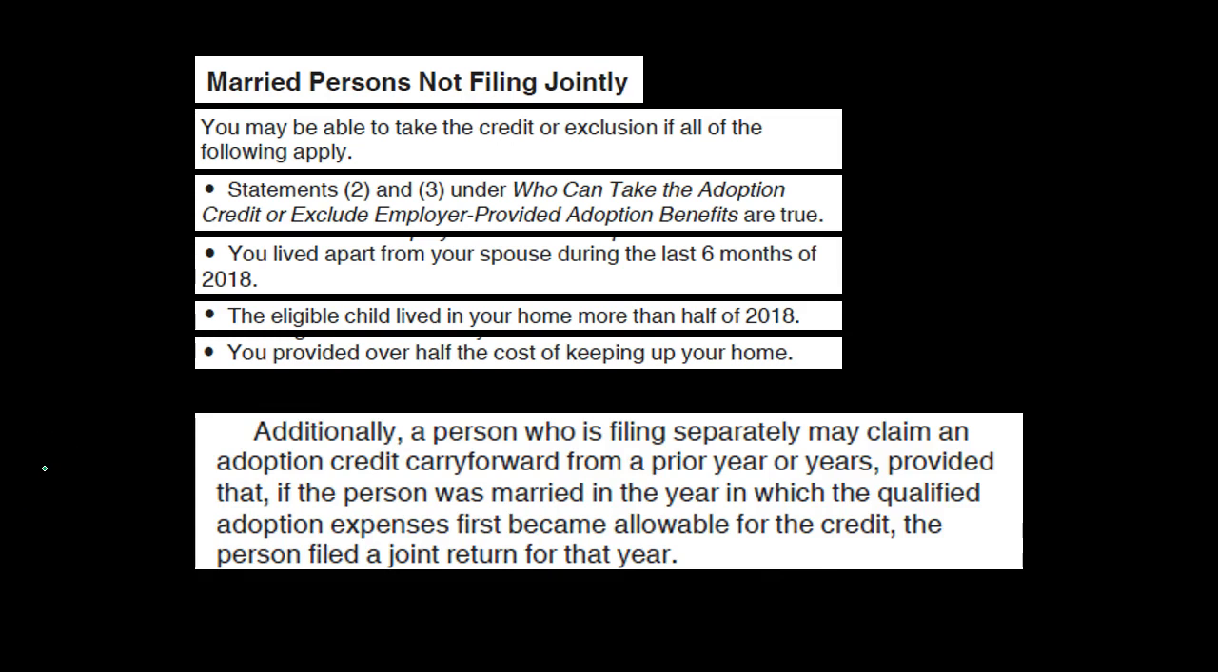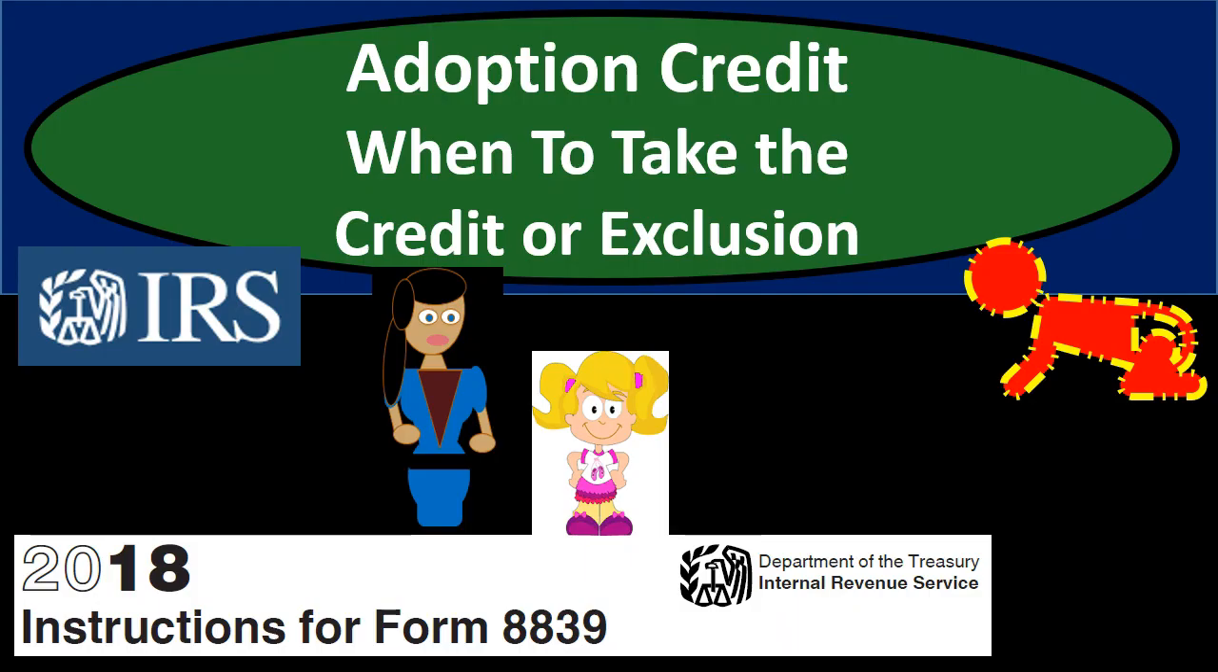Additionally, a person who is filing separately may claim an adoption credit carry forward from a prior year or years, provided that if the person was married in the year in which the qualified adoption expenses first became allowable for the credit, the person filed a joint return for that year. In this presentation, we will discuss when to take the credit or exclusion related to the adoption credit. This information is found in the Instructions for Form 8839, 2018.